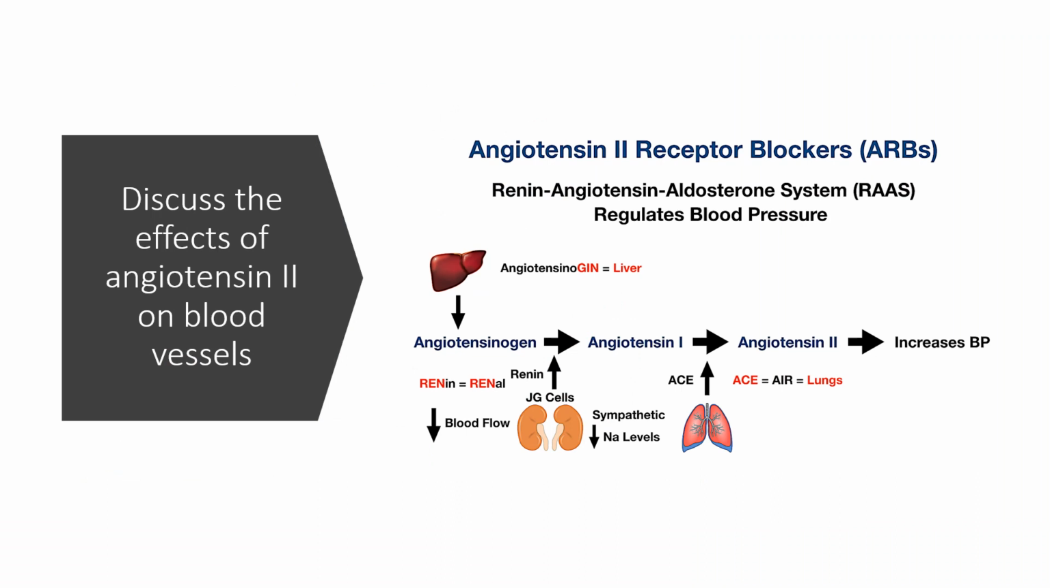Now we're going to discuss the effects of angiotensin 2 on blood vessels. So angiotensin 2 plays a crucial role in regulating blood vessel tone and function. It has both vasoconstrictive and vasodilatory effects depending on the specific receptor subtype it acts upon. Through its vasoconstrictive actions, angiotensin 2 increases peripheral resistance and raises blood pressure. This can have detrimental effects on cardiovascular health, such as promoting hypertension and increasing the risk of heart disease.